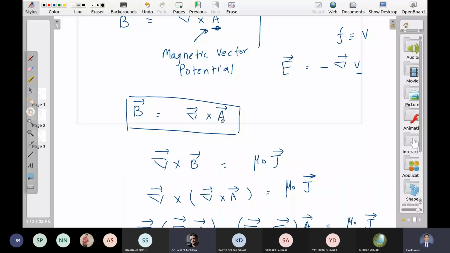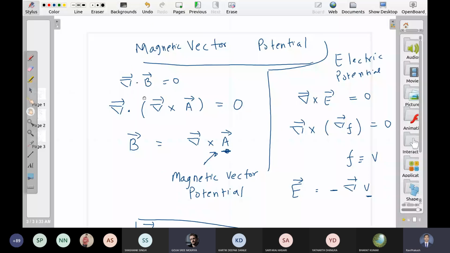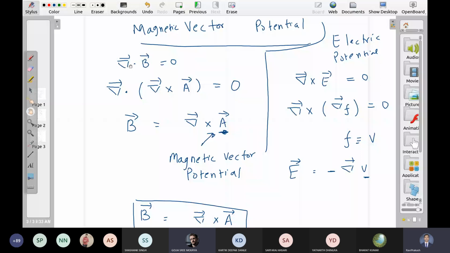Sir, small doubt. When can we write a vector as curl of another vector? When can you write a vector as curl of another vector? Here you wrote B bar as del cross A bar. See, del dot B is 0. Divergence of B is always 0, right? Yes, sir. This is physics.